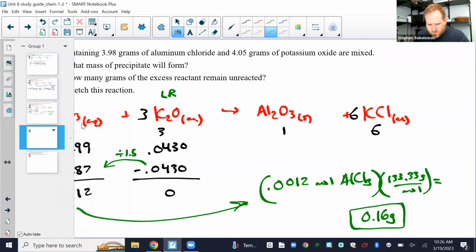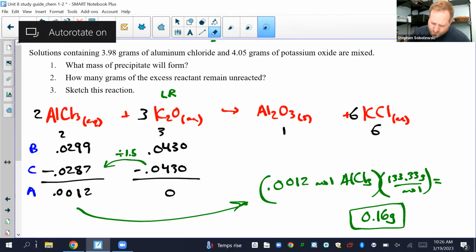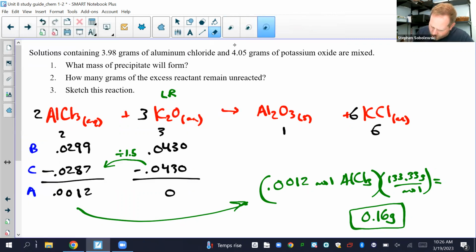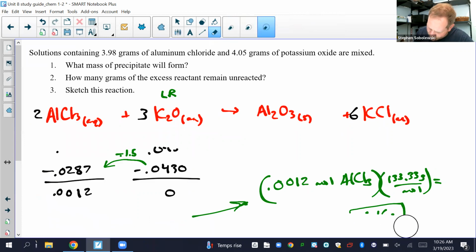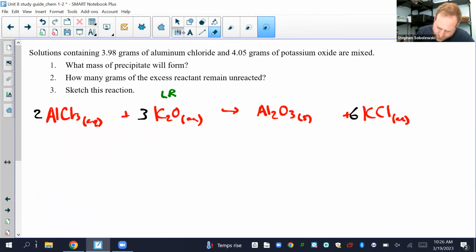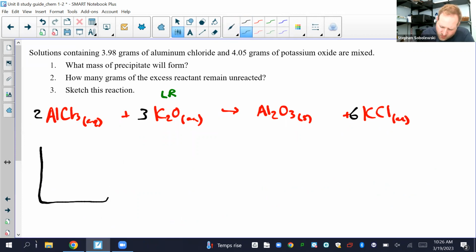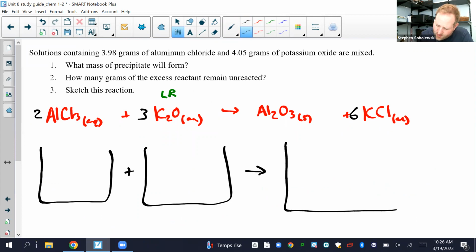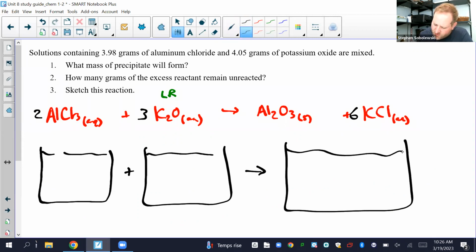All right, let me erase some of this. All right, if I'm going to do a sketch, all I really need is my balanced equation and my LR identified. Okay, so to sketch this, I'm going to go beaker number 1 plus beaker number 2 yields beaker number 3. I'm going to add water to all 3 beakers.